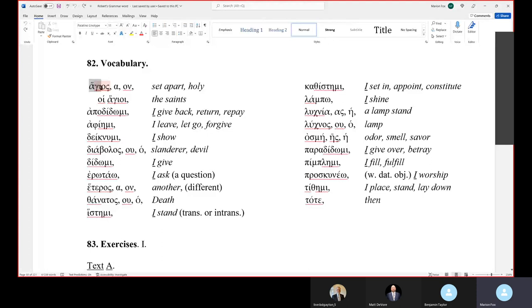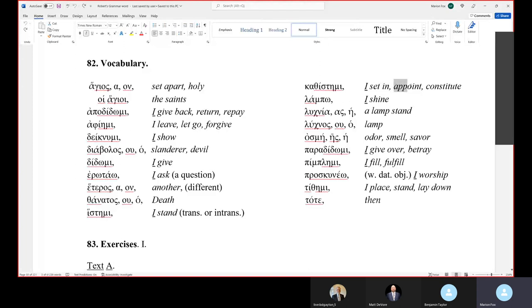Kind of make a note of that for yourself. Kathistemi, it's to set in, or more literally, kata would be down, to set down or appoint. We use our English idiom, we set in an office. Or Greek would have it, to sit down into an office, or sitting like they sit in a chair and a seat. The Pharisees sat in Moses' seat, indicating they taught what Moses taught.